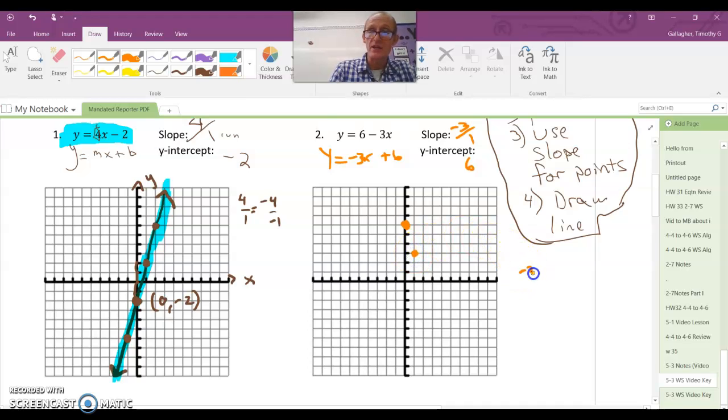Now, -3 over 1 is the same as 3 over -1. So you can also do +1, 2, 3 over -1, and then you get the same line. And all of the xy points along this line are represented by this equation, y equals 6 minus 3x.